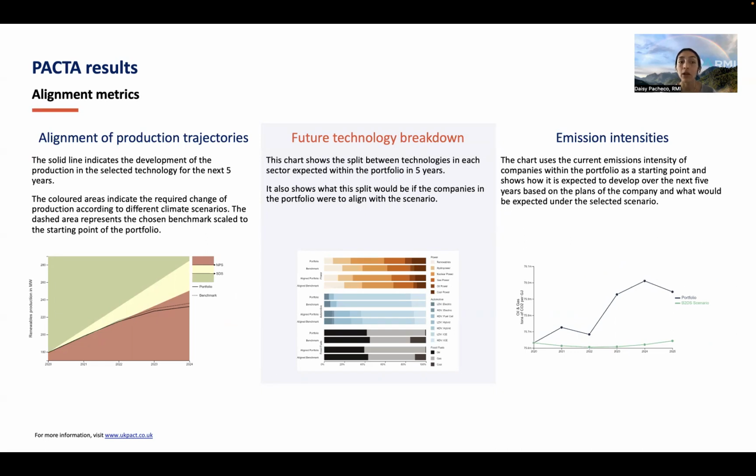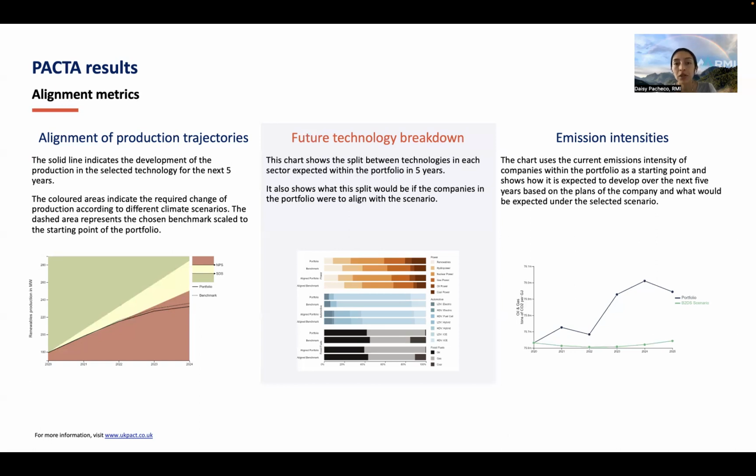The alignment of production trajectories shows us the development of the production in the selected technology for the next years. As we see here in the first plot, the continuous black line shows you exactly this, the development of the production of your portfolio based on the companies that you have today in your portfolio. And this compares to the colored areas that indicate the required change of production according to different scenarios. So here you will be able to see whether your portfolio is aligned or not aligned with different scenarios.